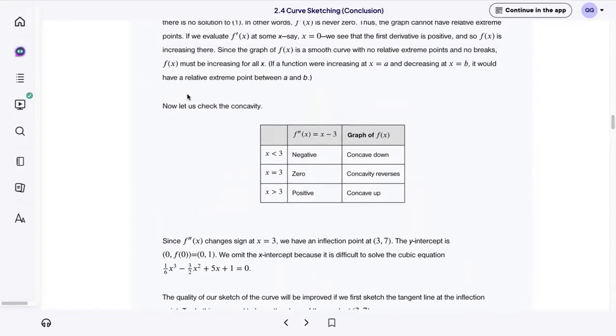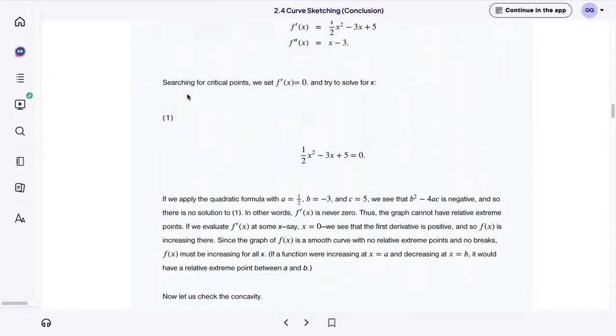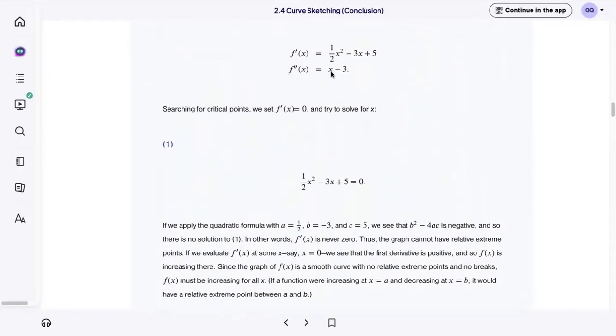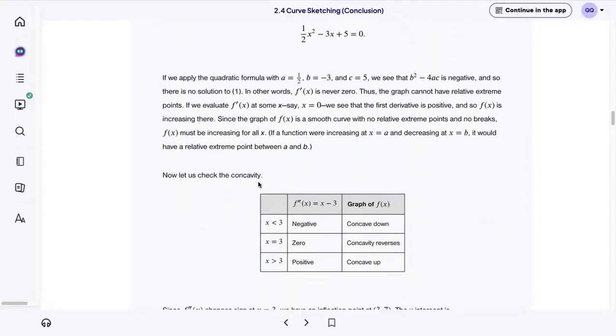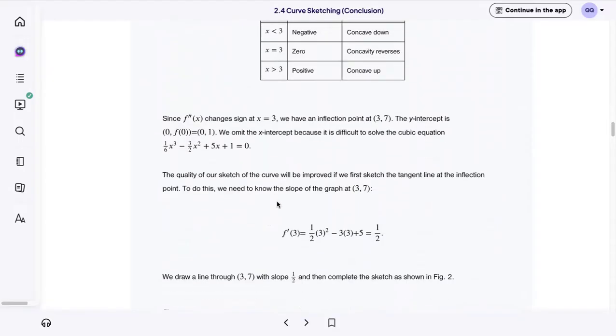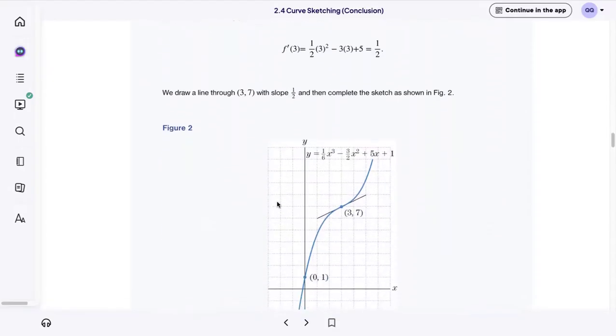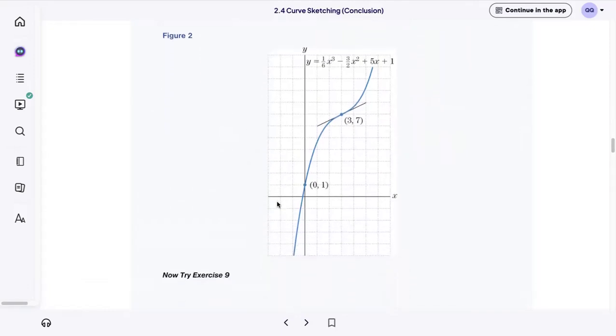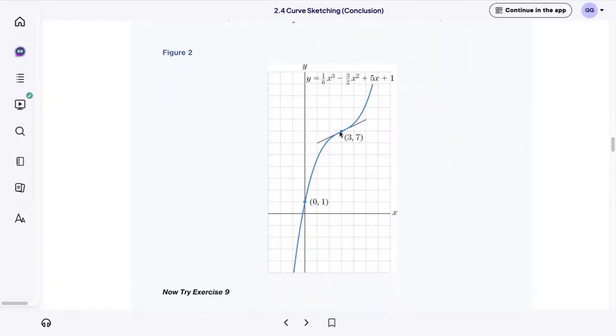Also, we can set the second derivative to be 0. The second derivative is just x minus 3. When we set it to 0, we get 3. So 3 is an inflection number. Then we can evaluate x equals 3 in the original function, and we get 7. So (3, 7) is the inflection point. So we only have this one x-intercept.